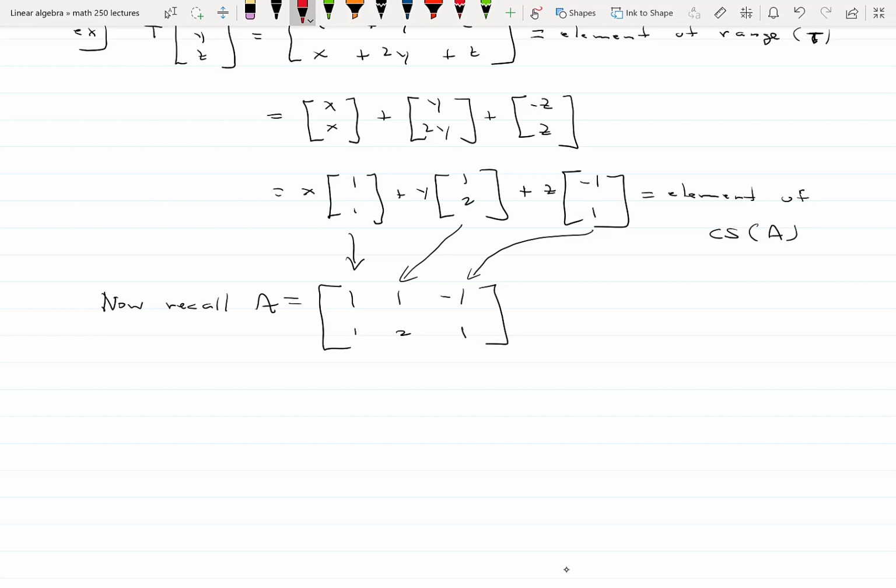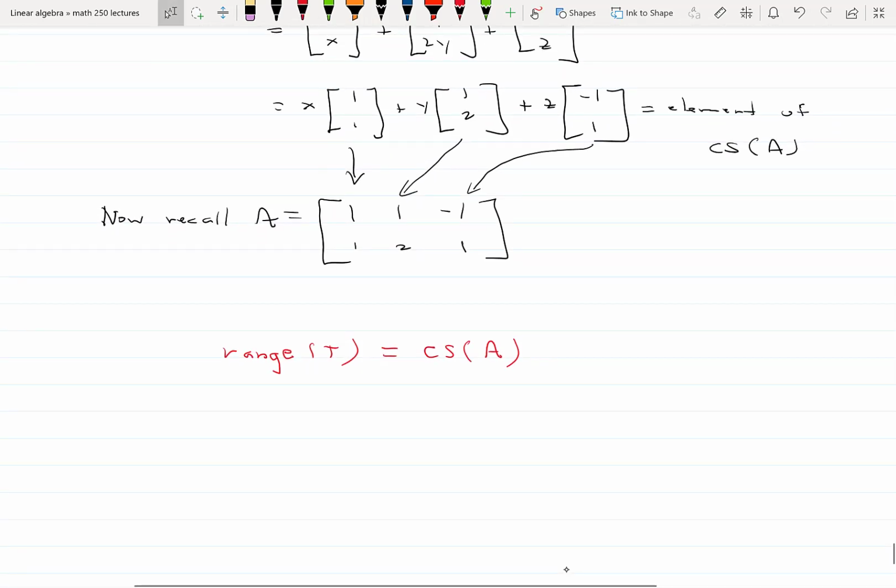Here is the bottom line result here. The range of T is nothing more than the column space of the matrix A, as long as your matrix is a matrix transformation. Remember, not every matrix is a matrix transformation, but as long as it is, if you want a basis for the range, you just simply find a basis for the column space, which we are experts at from our last exam.